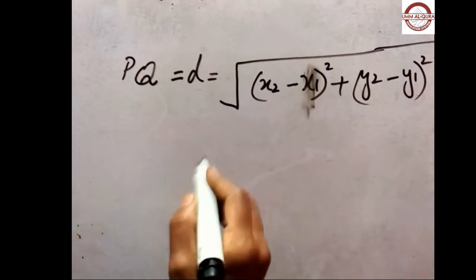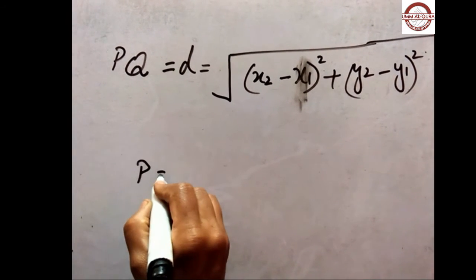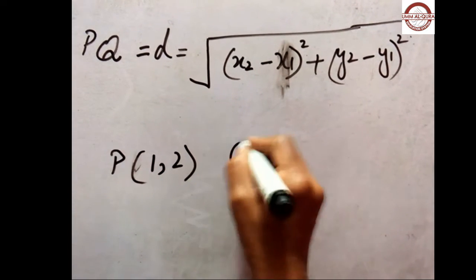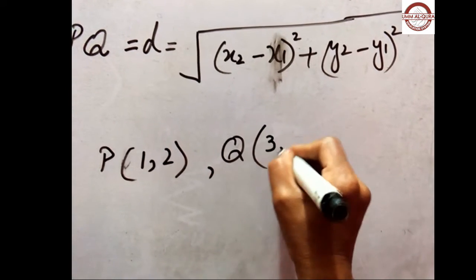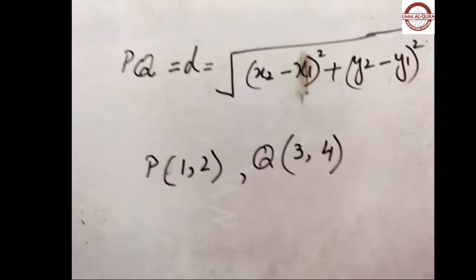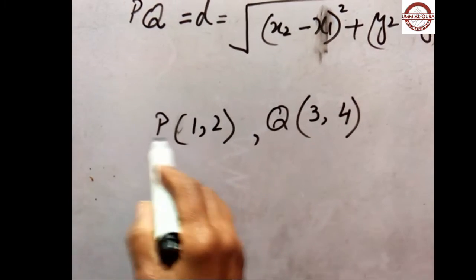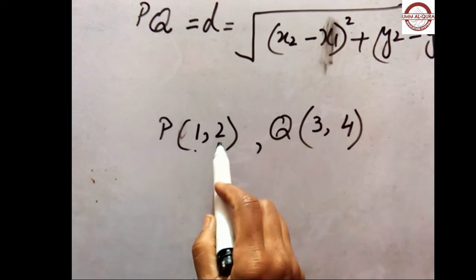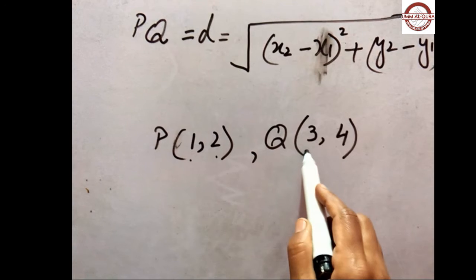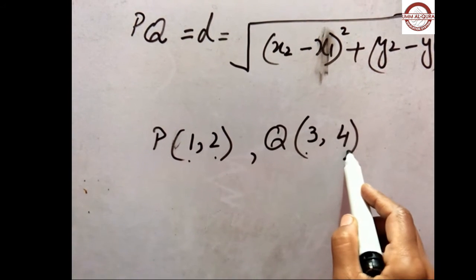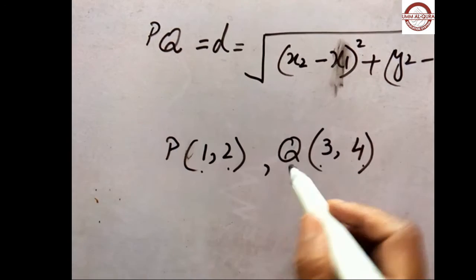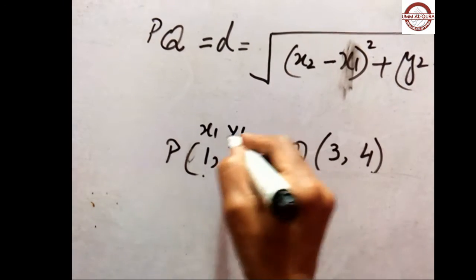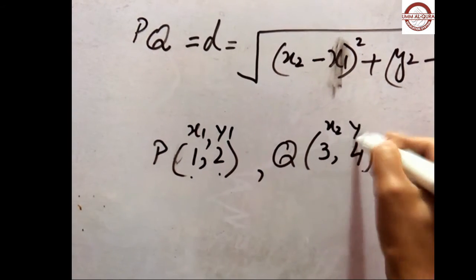For example, if there are 2 points P, which is 1, 2, and Q, 3, 4. These are 2 points. The coordinates of P are 1, 2, which means its x coordinate is 1 and its y coordinate is 2. The other point is Q. X coordinate is 3 and y coordinate is 4. First of all, we will name them. This is x1, y1. This is x2 and y2.